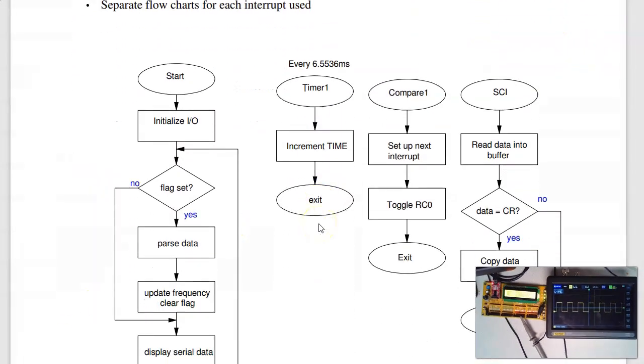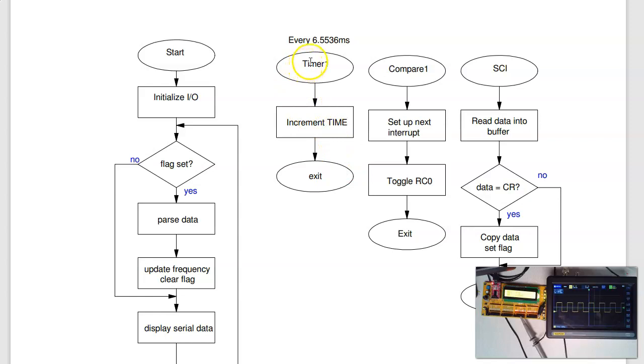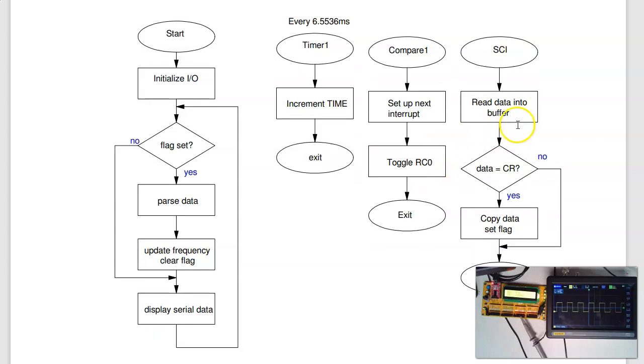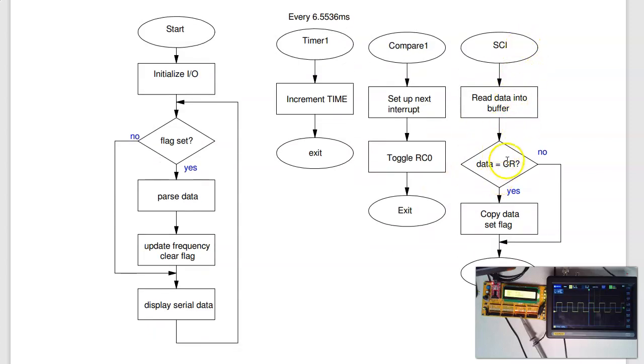Well, in terms of flowcharts, I'm actually using 3 different interrupts in the main routine. Timer 1 is running because I'm using capture 1 interrupt. Timer 1 just keeps track of time. Timer 1 compare sets up the next interrupt and then toggles a pin. Then the serial port sits there and watches for the keystrokes.